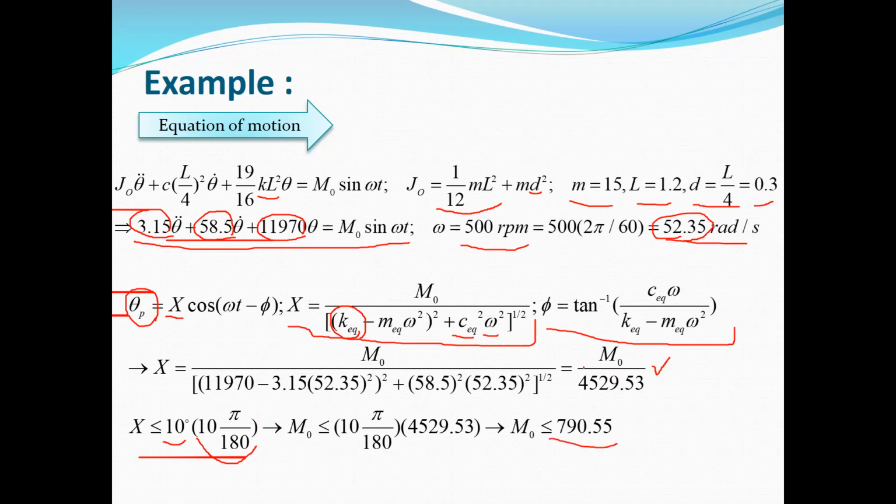And then you can find that M_0 must be less than this value. I mean, when you substitute for X, because X is equal to this fraction, and it's equal to M_0 divided by 4,529, M_0 must be less than 790.55. And this is the limitation for M_0. So if M_0 was more than this value, for example, M_0 was 800, then X will be more than 10 degrees. Okay, clear? Any question?